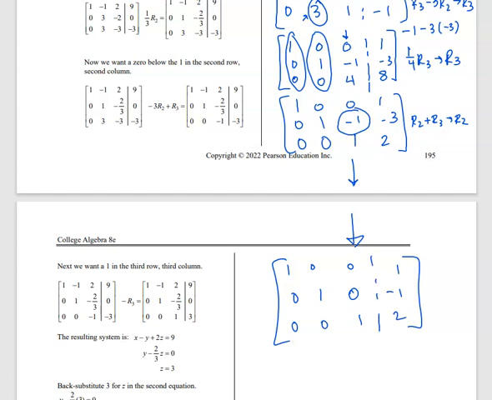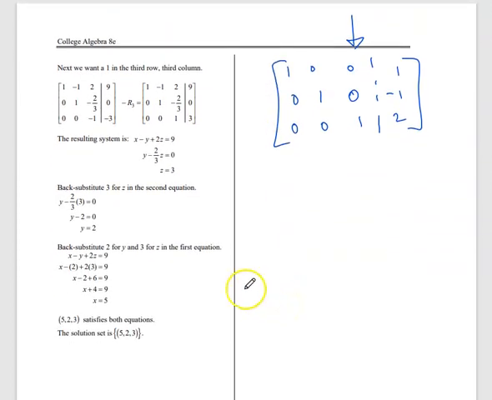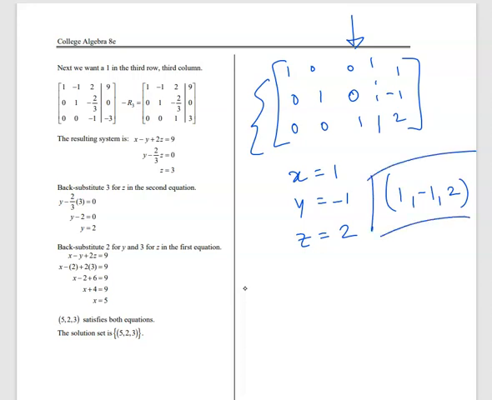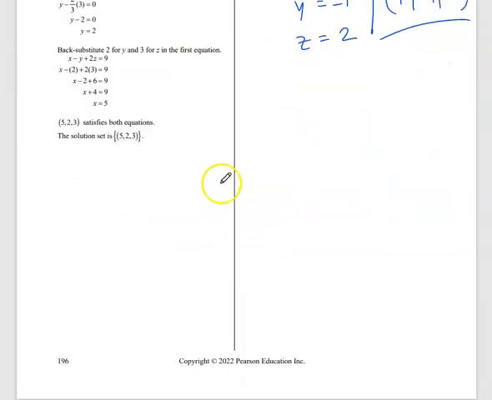So this is our reduced row echelon form for this augmented matrix. And can't you see from this one, the first row goes x equals 1, the second row goes y equals -1, and the third row goes z equals 2. So we can write the solution like this, or we can write it as an ordered triple: 1, -1, 2. And that's it. That does it for that one.